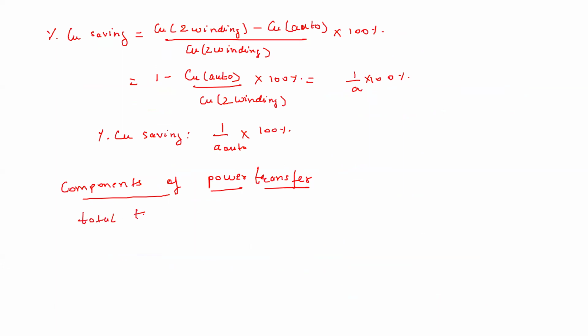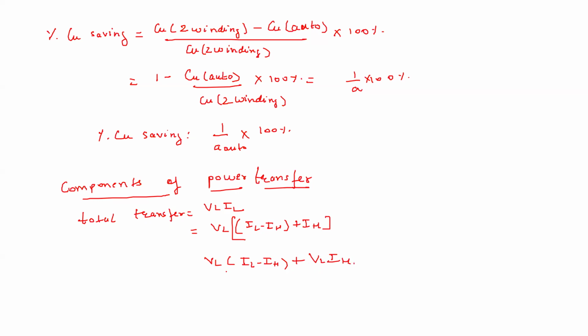Total transfer is VL into IL. Now I'll split it into two parts. This corresponds to IL minus IH plus IH. So this is VL into IL minus IH plus VL into IH.